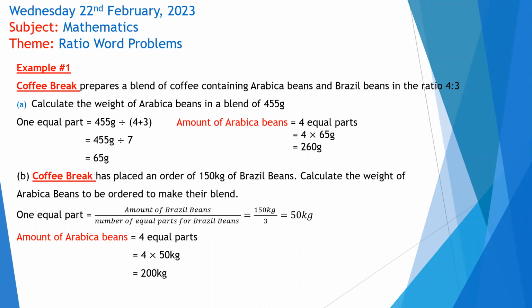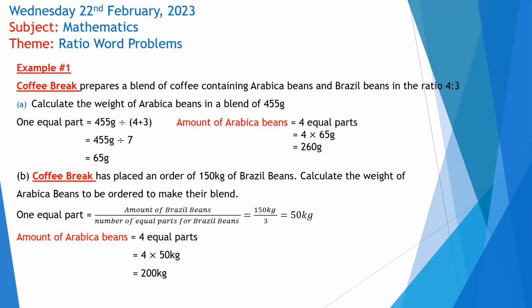So, A, it says calculate the weight of Arabica beans in a blend of 455 grams. So first we have to find out what one equal part is. So we divide 455 grams by the sum of 4 plus 3, which is 7. So we divide 455 grams by 7, which gives us 65.